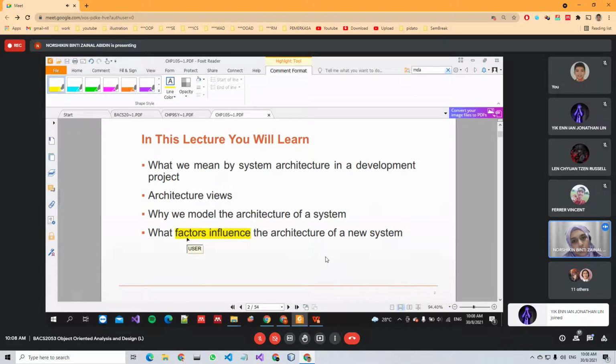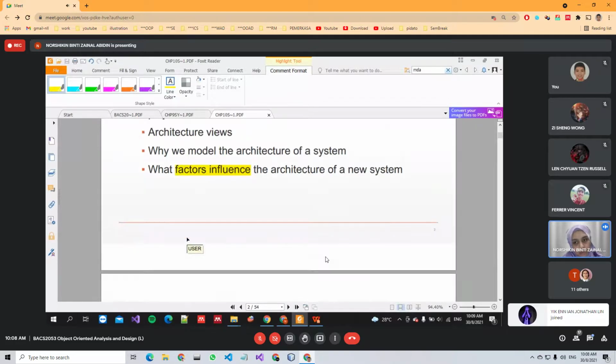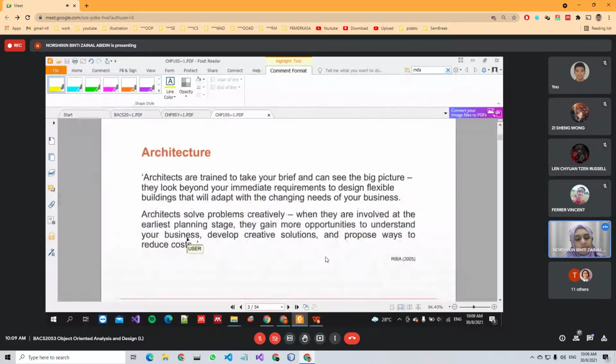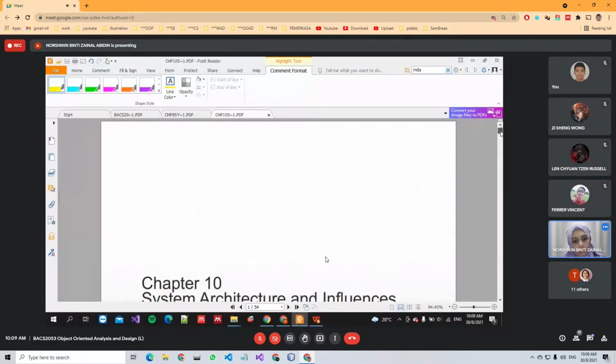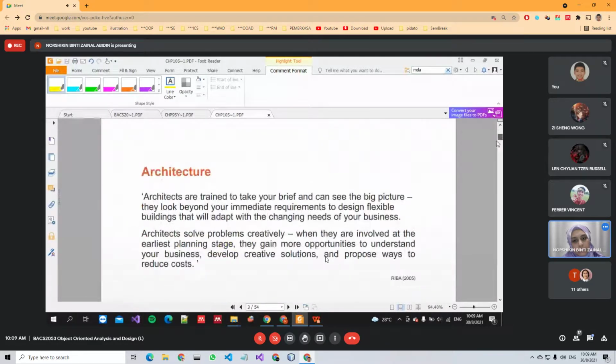However, this chapter is quite different from the previous chapter, because it has fewer diagrams compared with the previous chapter and previous week, where you learned a lot of diagrams. This chapter is mostly about the concept of software or system architecture. So this is the definition of architecture.